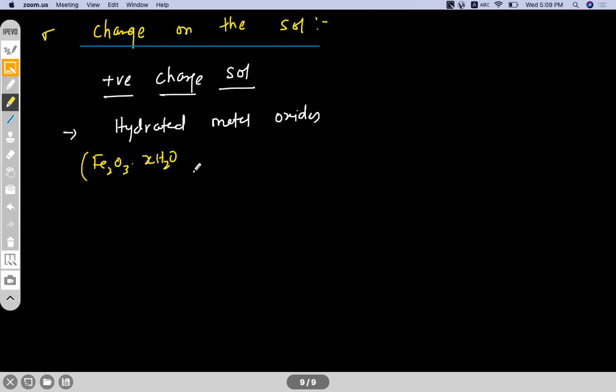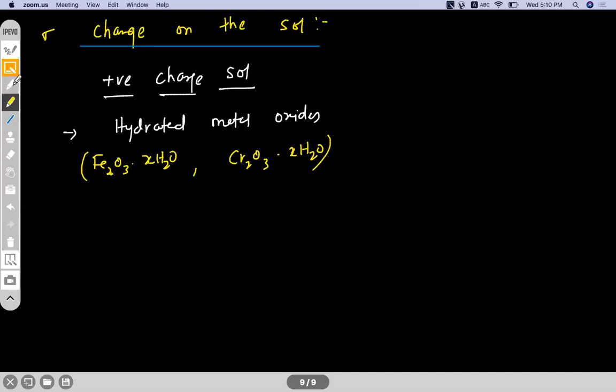Why it is important, I will tell you one more concept we will discuss. That is coagulation. How coagulation is possible and how we can protect the sol. That information you will have once you know the charge on the sol. Fe2O3.xH2O, or we have other metal oxides, Cr2O3.xH2O, whatever hydrated it is.